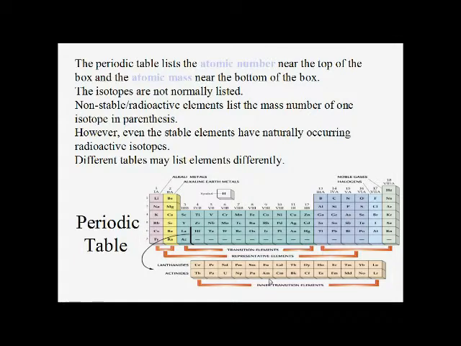And then the 2 rows that are hanging down at the bottom are the inner transition elements or inner transition metals, since they're all metals. And we give these 2 rows separate names also based on the element that precedes them or initiates that row. So the first row is lanthanides and the second row is actinides.